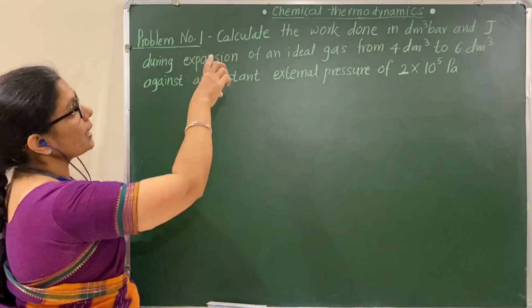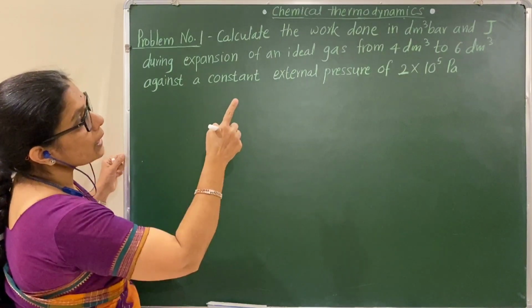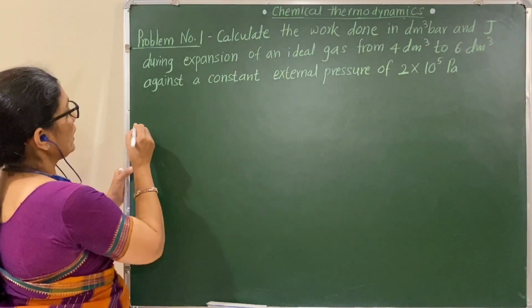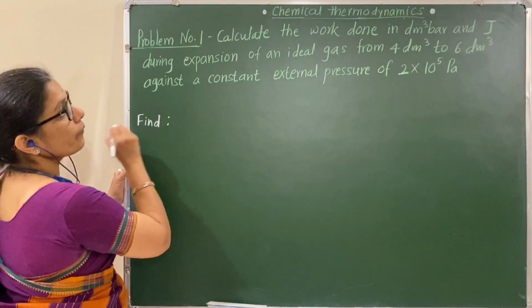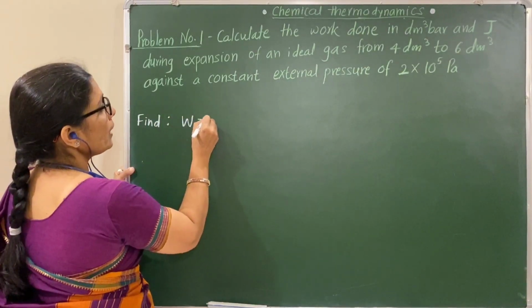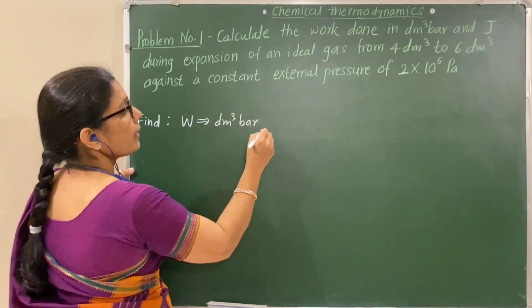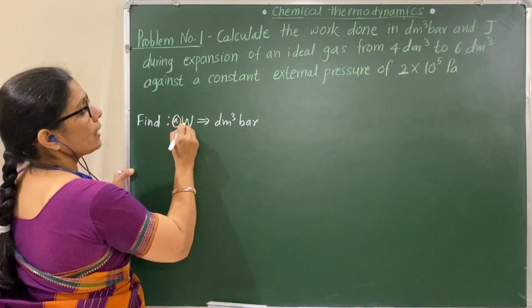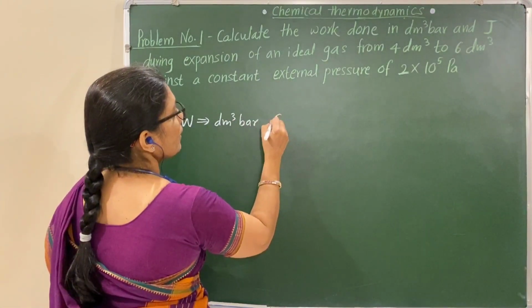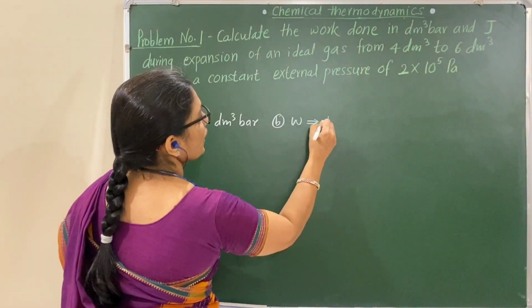First, read the numerical carefully. Calculate the work done in dm cube bar and joule. That is, find W in dm cube bar, consider this as the first, and the second one required is work in joule.